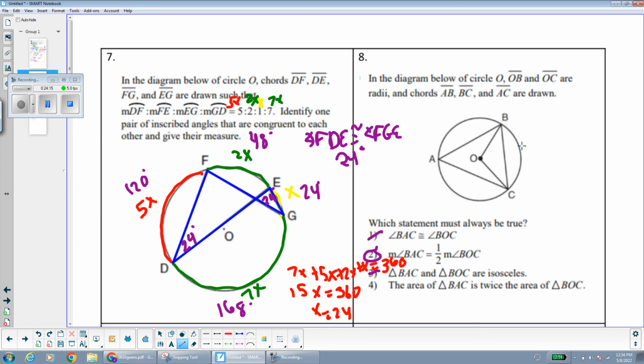The area of triangle BAC is twice the area of triangle BOC. Well, area of a triangle is 1/2 base times height. I don't know what the base and the height are here. I'm not given any measurements. All I know are angle relationships, not even measurements. The only thing I know, based on what they give me, is that this angle is half of this arc, and this angle is equal to this arc, and that's all I know here. So I can't draw that conclusion.